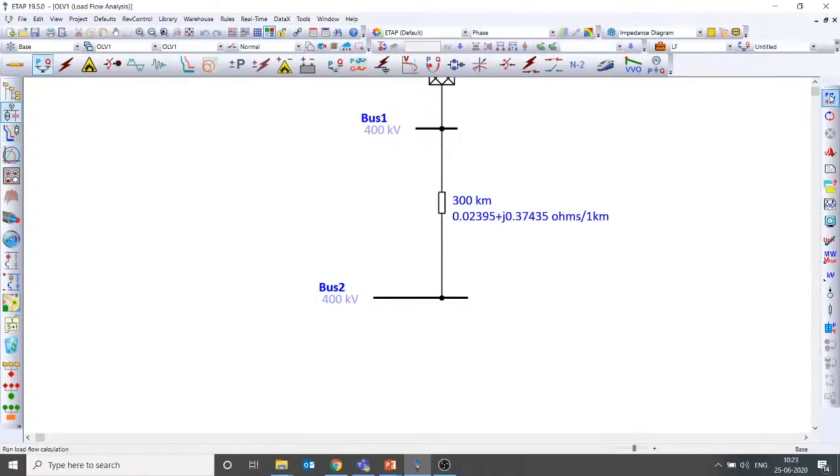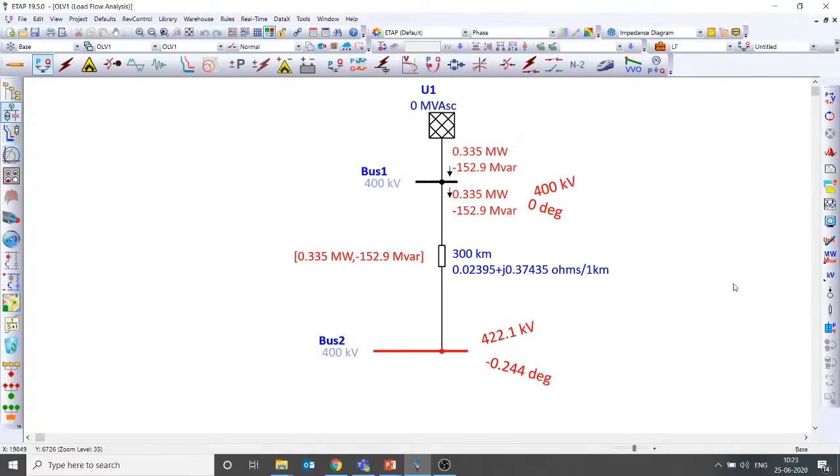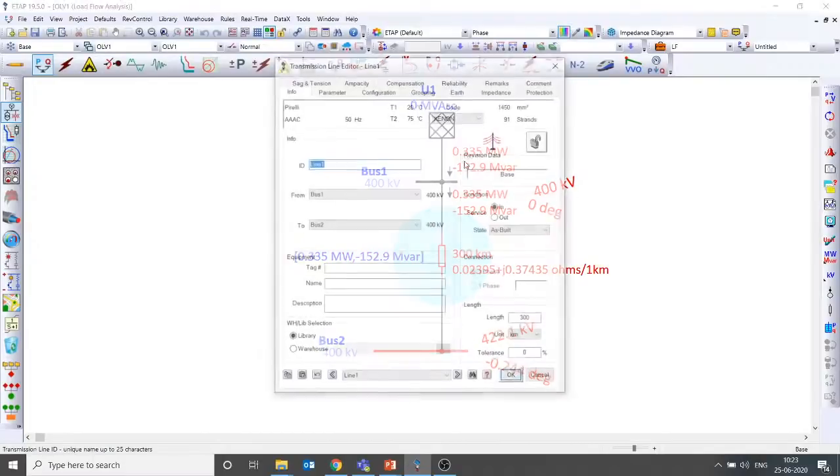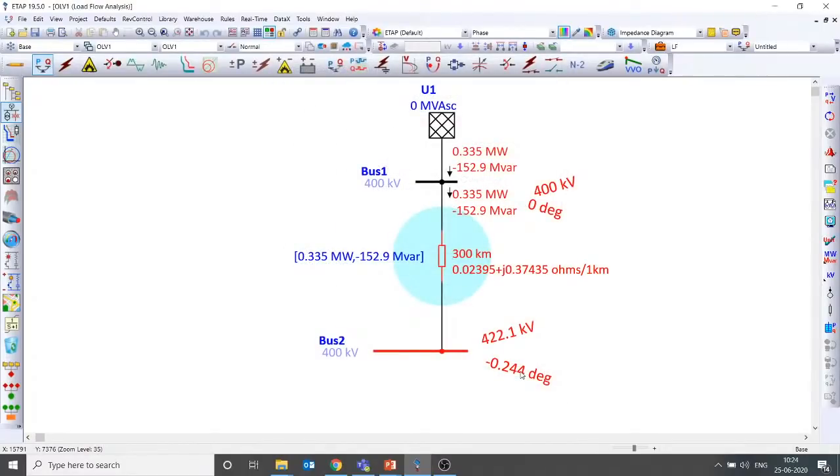So let me repeat my statement. When somebody asks what is the Ferranti effect, your answer should not be just a simple VR is greater than VS. No, your answer is: in a long or very long transmission line, where I have assumed 300 km now, in high voltage or extra high voltage systems, that is 400 kV or 220 kV or more, and during no load or light load, now I have assumed the no load condition, the receiving end voltage is higher than the sending end voltage. That's because of the shunt capacitance present in the system, which I have modeled now. So that should be the ideal answer for the Ferranti effect.